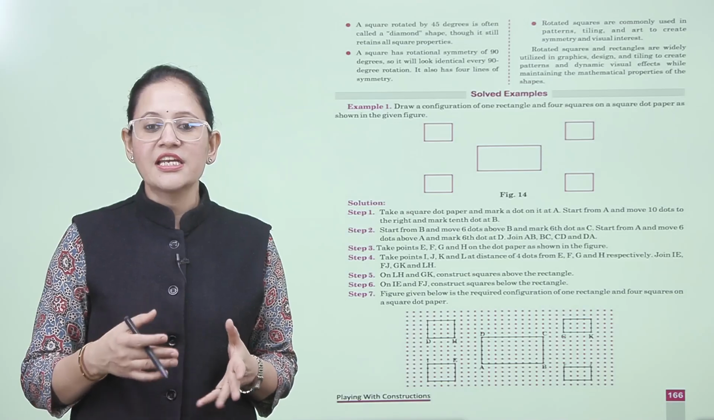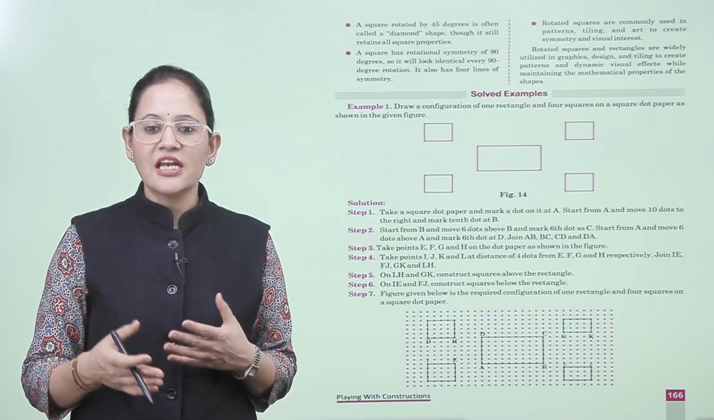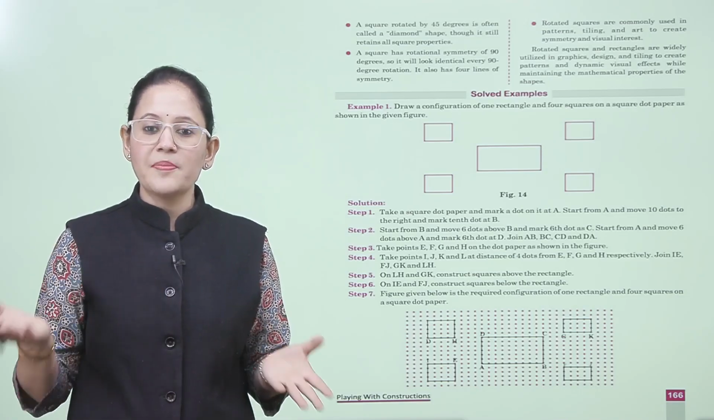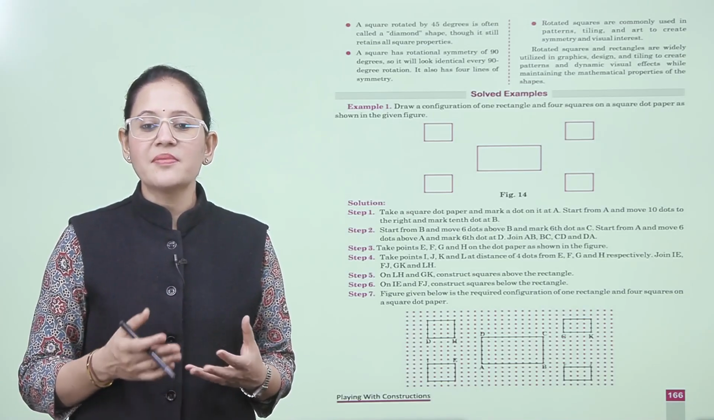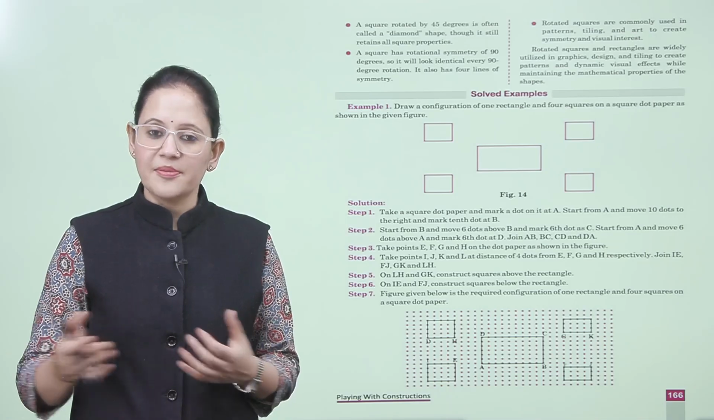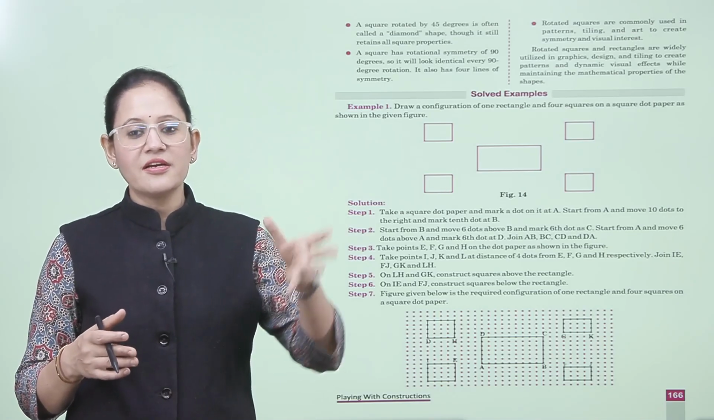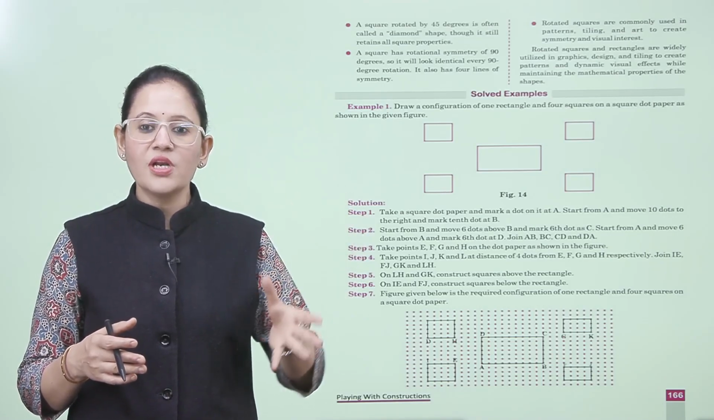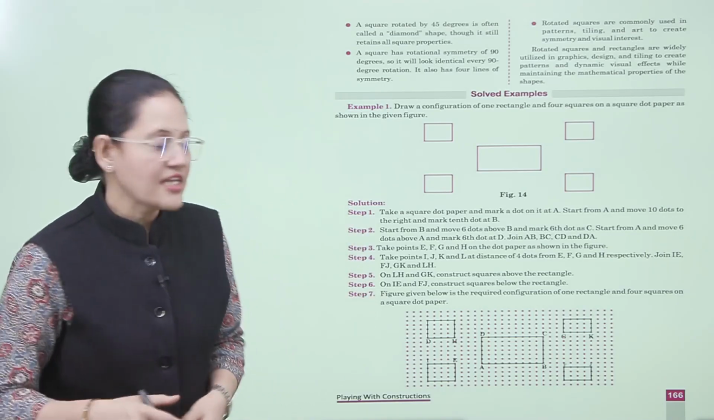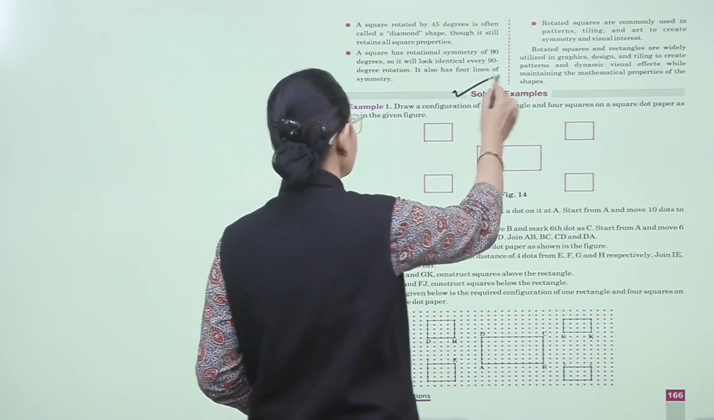Rotated squares and rectangles are widely utilized in graphics, design and styling to create patterns and dynamic visual effects while maintaining the mathematical properties of the shape. So, if we rotate a square or rectangle, its properties are not going to change, only the orientation will change. Next, we will take some examples.